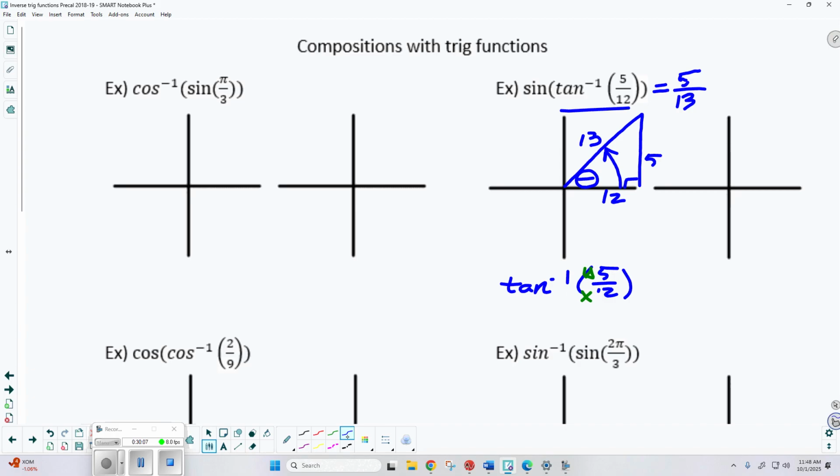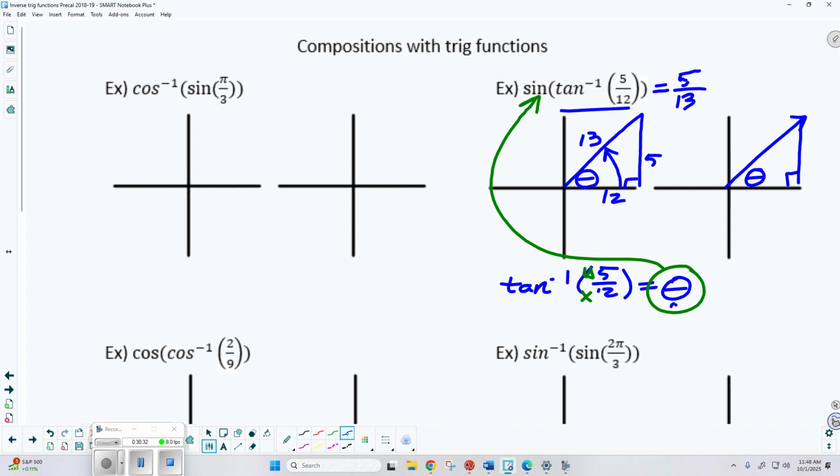But this triangle is not special. Okay, so even though it's not, I'm going to take this positive acute angle theta, and I'm going to go ahead and plug it into the next function. Okay, so being positive and acute, that's going to put me in quadrant 1. So there's my angle theta. I'm going to use that to create a right triangle.